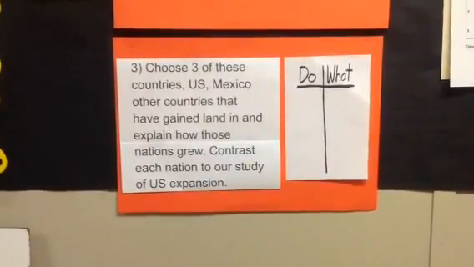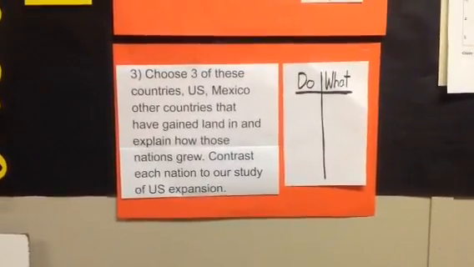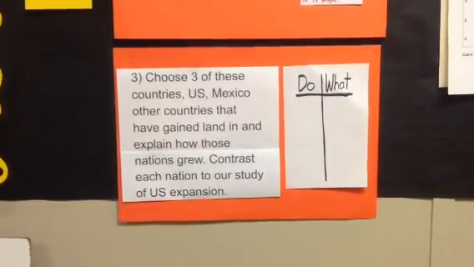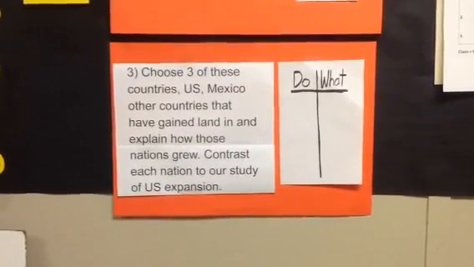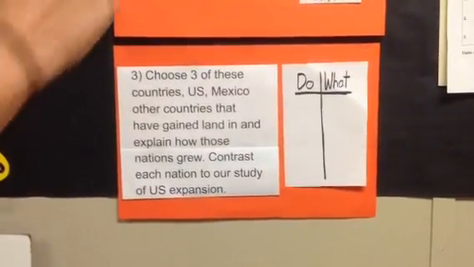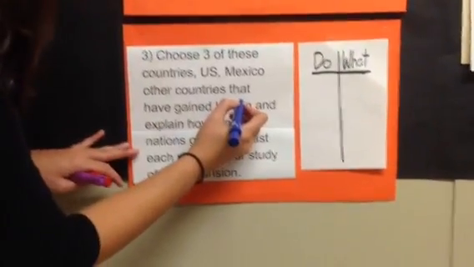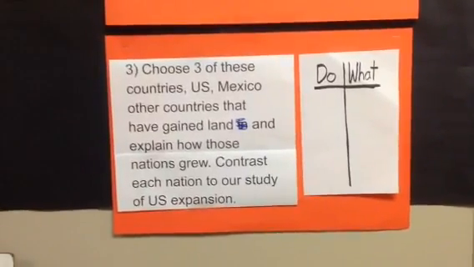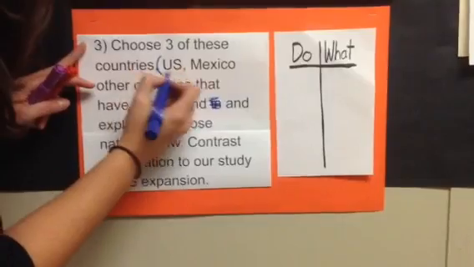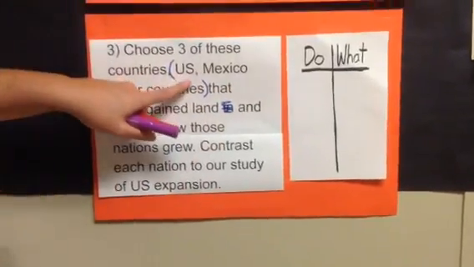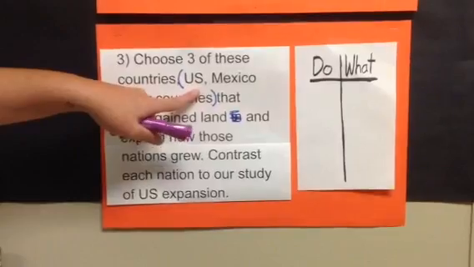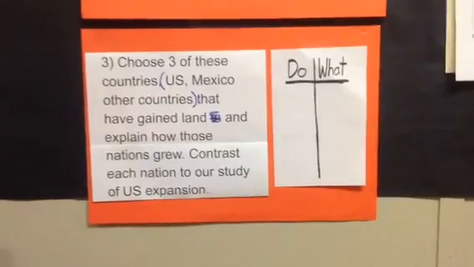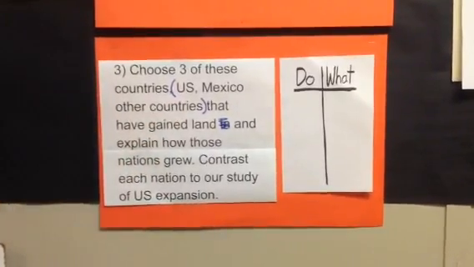Choose 3 of these countries, U.S., Mexico, other countries that have gained land and explain how those nations grew. Contrast each nation to our study of U.S. expansion. I'm going to gain land. I don't think this N is supposed to be there, so I'm actually going to choose 3 of these countries. And I'm going to put this in parentheses because the U.S. should be one of your choices, right? We've talked about that. Mexico can be one of your choices, but it does not have to be. And then the other country is a country of your choosing, okay?